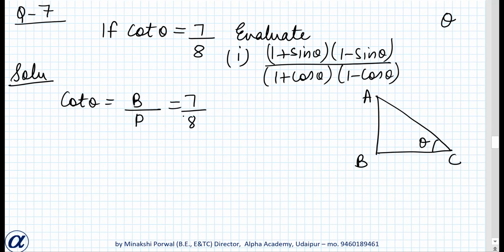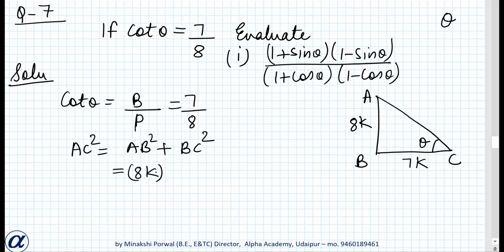That is 7 by 8. And cot theta, we know it is base upon perpendicular. So base is 7 and perpendicular is 8. We'll take this way. Now we'll find AC. AC square equals AB square plus BC square. That is equal to 8K square plus 7K square, which is 64K square plus 49K square.